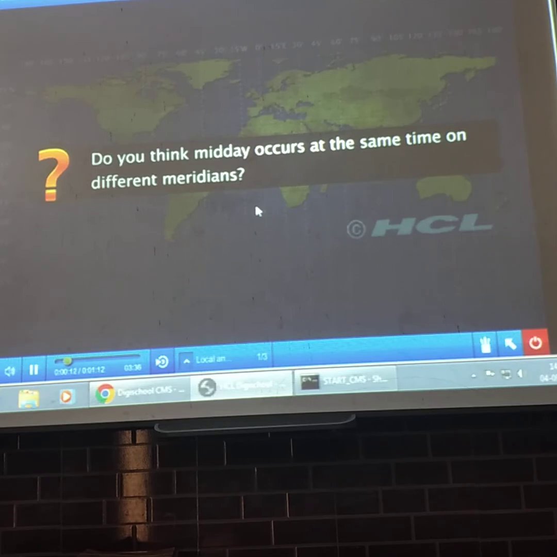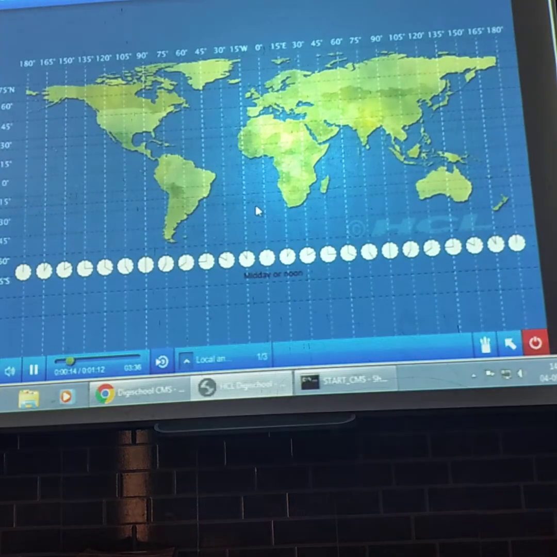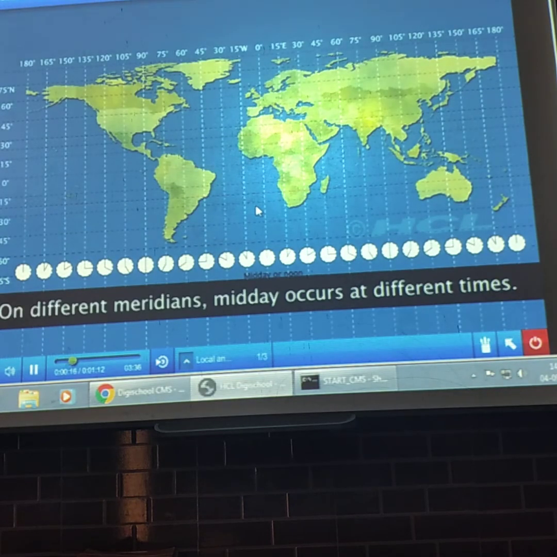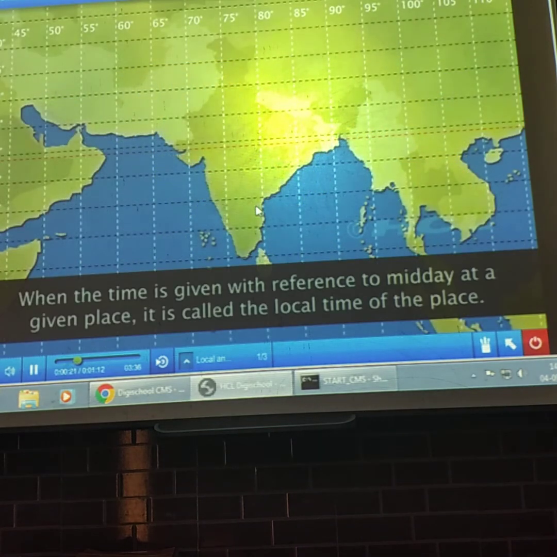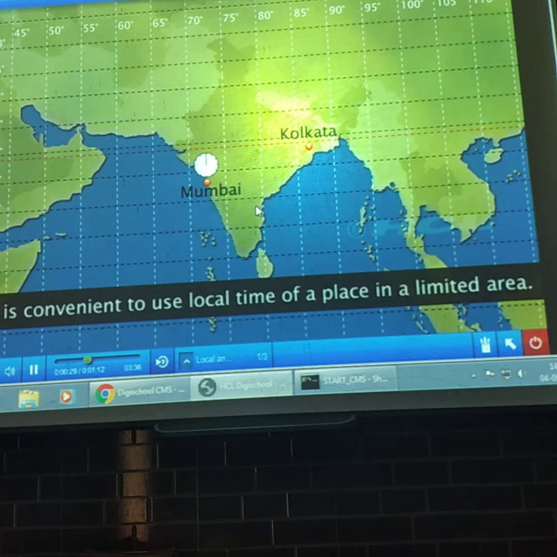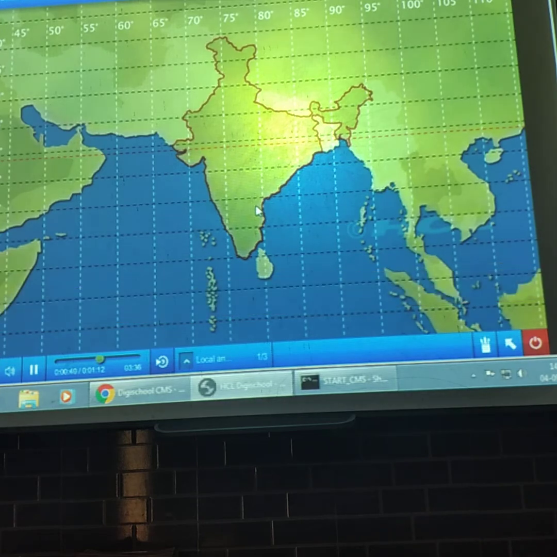Do you think midday occurs at the same time on different meridians? No, on different meridians, midday occurs at different times. When the time at a place is given with reference to its midday, it is known as the local time of the place. It is convenient to use local time of a place in a limited area, but it is not convenient when people in a large area have to communicate with one another.